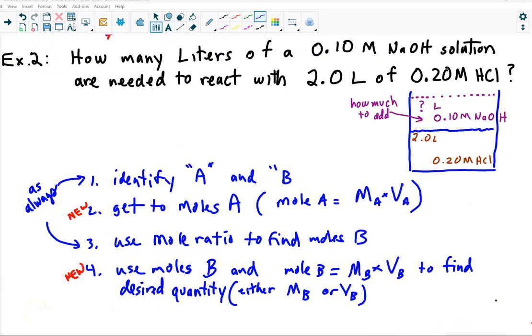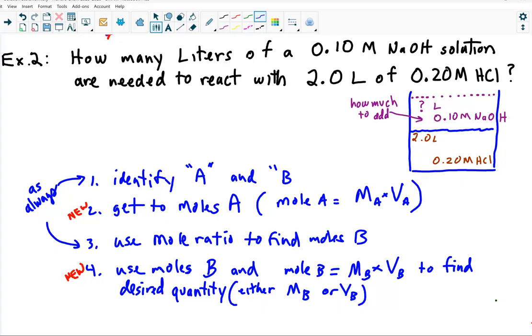So if we're good on that, let's look at example number 2. This one's a little different. It says how many liters of a 0.1 molar NaOH solution are needed to react with 2 liters of the 0.2 molar HCl? Not how many grams, but how many liters of a solution. Okay?